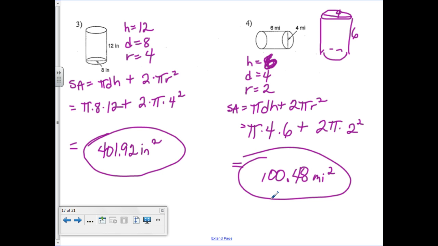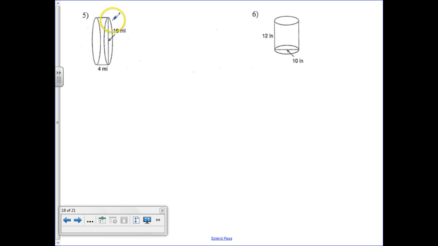148 square miles. I have no idea what kind of contraption is built like a huge tube that's 6 miles long and 4 miles high. 4 miles high? I have no idea. That can't be realistic. All right, next one.